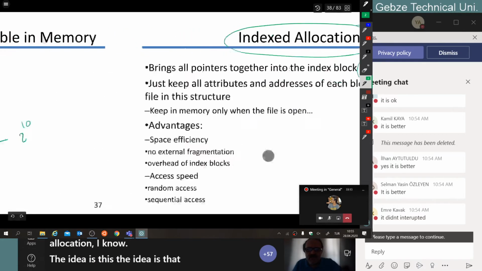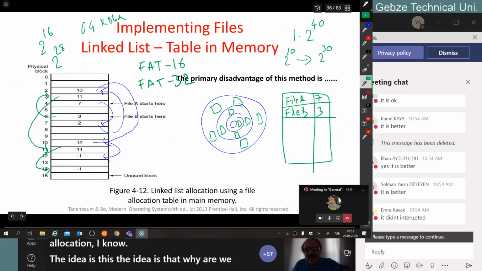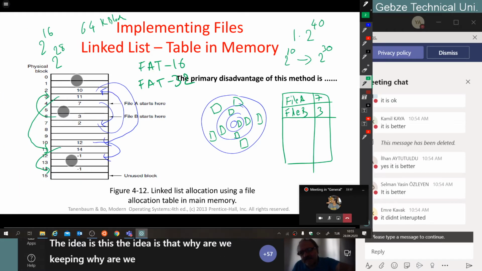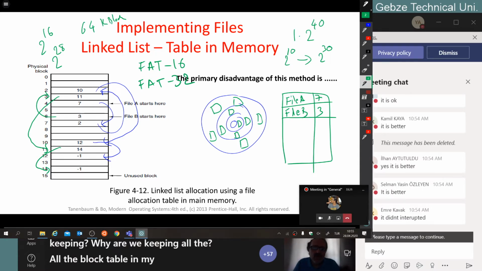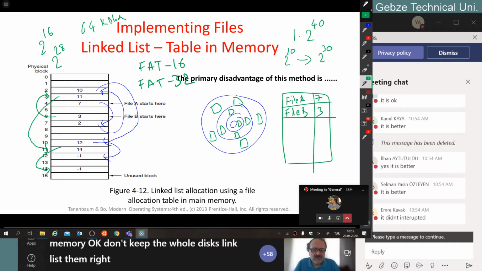The idea is this: why are we keeping the whole block table in memory? Only keep the linked lists of the open files in memory. Don't keep the whole disk's linked list in my main memory. So that's the idea.